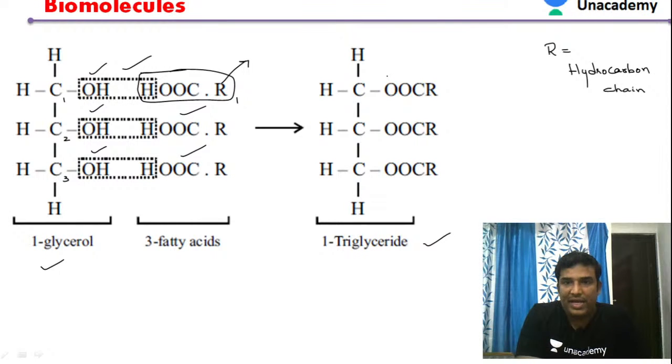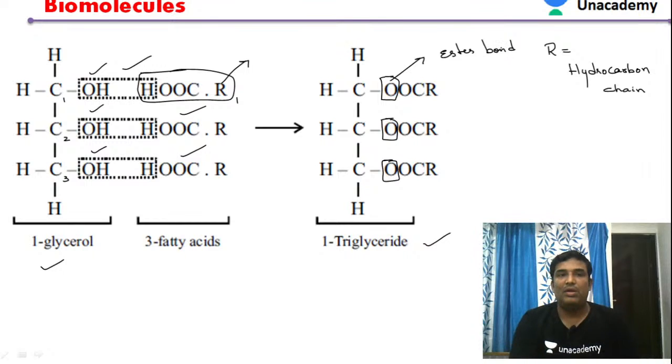Here you can find the bond in this lipid molecule, which I have drawn in a box. This bond is called an ester bond. Between glycerol and fatty acid, a bond is formed, and this specific type of bond is called an ester bond. So here you can clearly see that the formation of an ester bond is taking place.